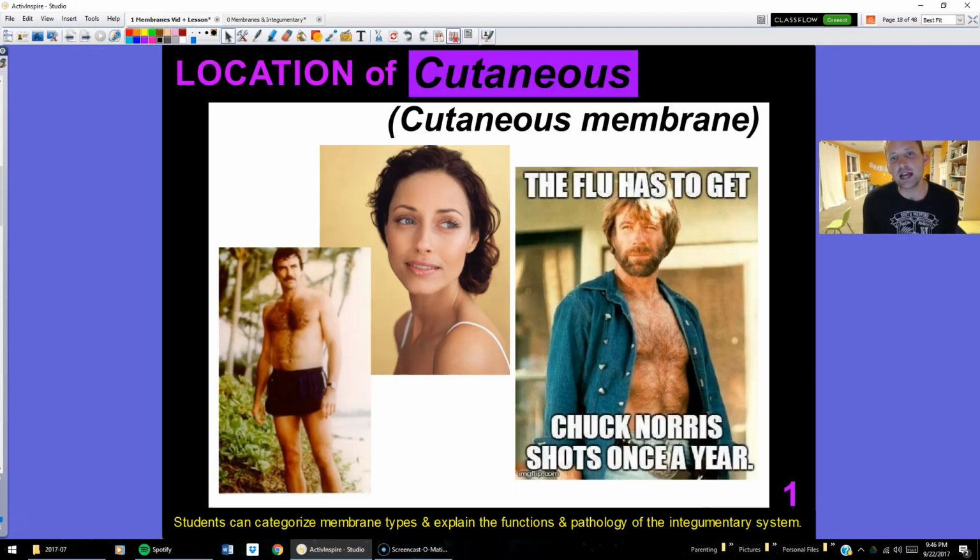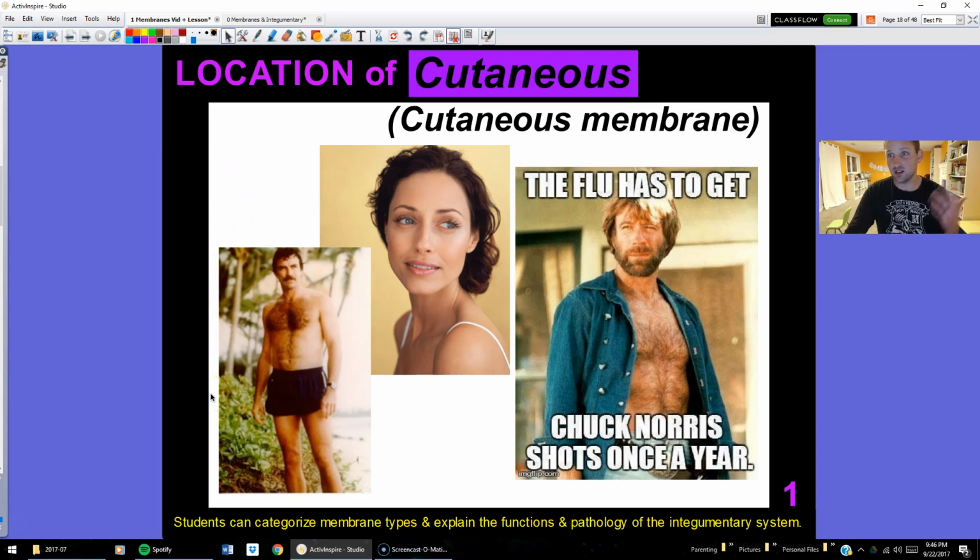So third membrane type, we're moving on to the third one. Now the third one is cutaneous. The cutaneous membrane is what most people think about when they think of the integumentary system. It's the skin. So cutaneous membrane is exactly the same thing as skin. You might be writing it in your notes. Cutaneous membrane equals skin.